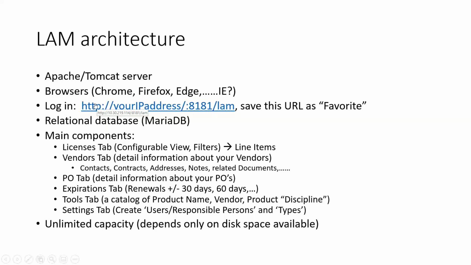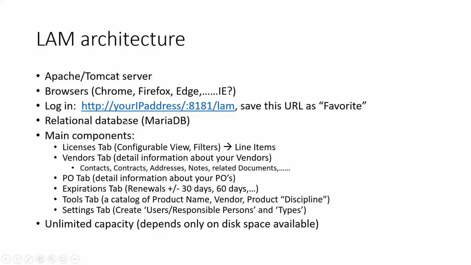This is typically your login port. It's 8181, so it would be your LAM server IP address:8181/LAM. And that should be saved as a favorite in your browser if it isn't already. So click a button, License Asset Manager or LAM, whatever you want to call it, boom, it takes you right to the login page. So yes, in order to get into LAM, you do need to have a username and password. And you all know about that already.